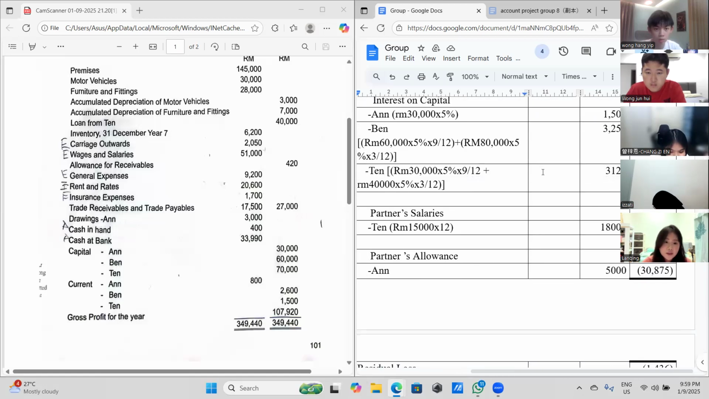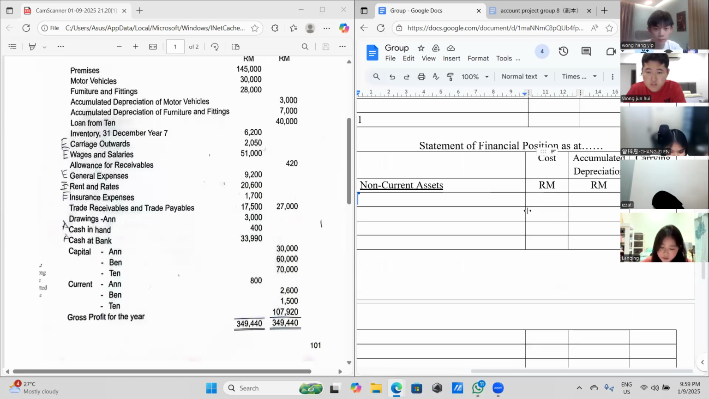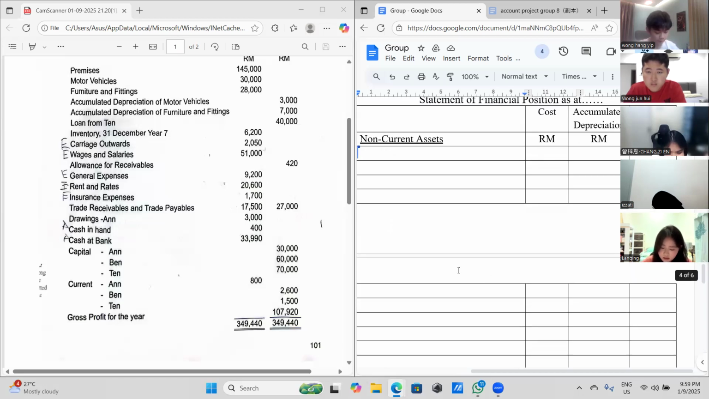So now I will be talking about the statement of financial position, and we just need to fill in what we have solved earlier, so I will quickly go through it. We will start with the non-current assets, and the first one will be the premises. The cost of premises will be 105,000, sorry. And then there is no accumulated depreciation.